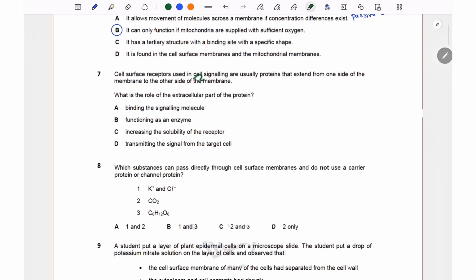Cell surface receptors used in cell signaling are usually proteins that extend from one side of the membrane to the other side. What is the role of the extracellular part of the protein? So this is specifically asking about the extracellular part of the protein.